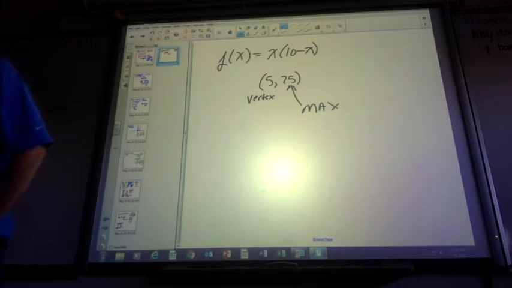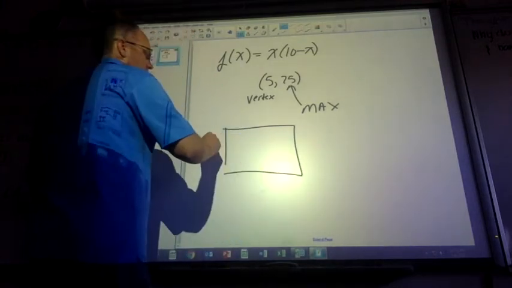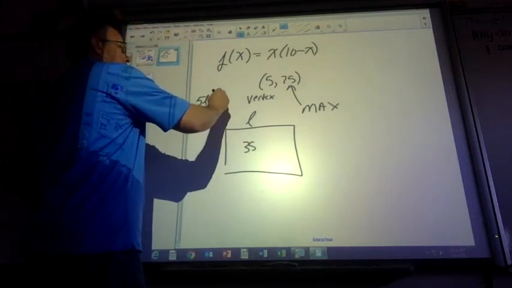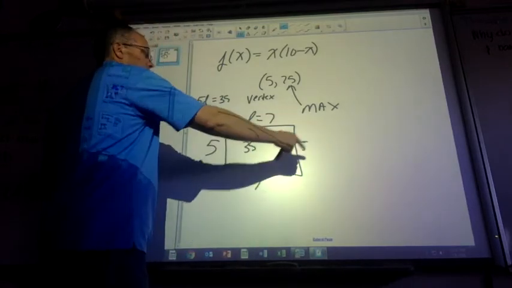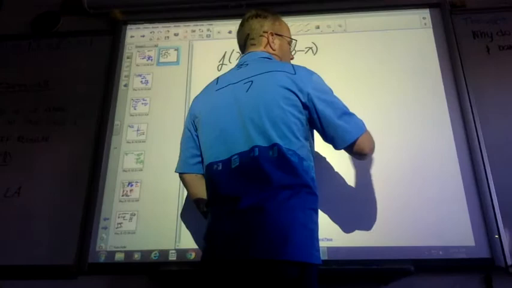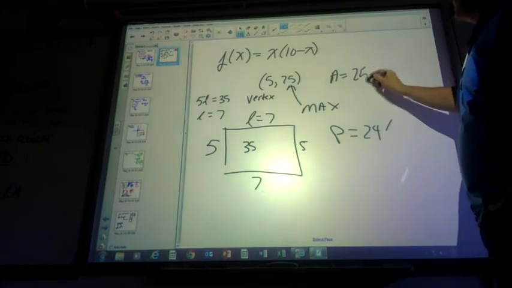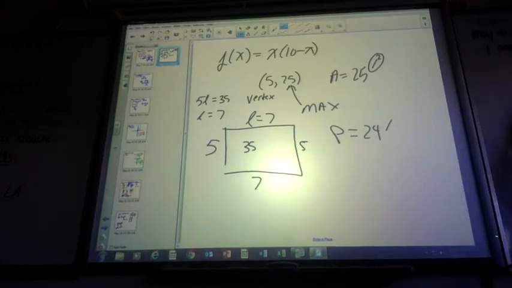Draw a diagram to represent the vertex and parabola in the context of the problem. Okay, use the unit of measure. Rectangle is feet. Find the perimeter of the rectangle and maximize. Okay, so I have 5 by length and I have an area of 35. So I know 5 times length equals 35. So length is equal to 7. So if I want to find the perimeter, 5 plus 5 is 10. 7 plus 7 is 14. 14 added to 10 is 24 feet. Maximum area 25 square feet. Squared. Okay.